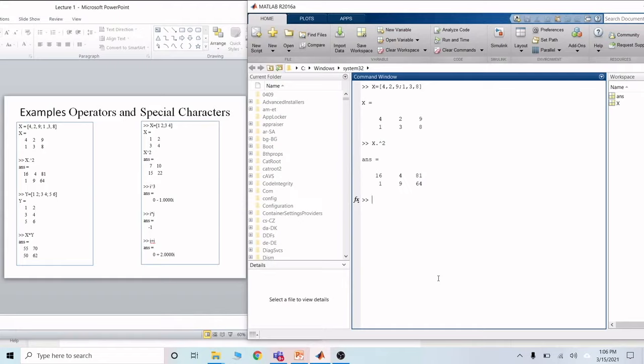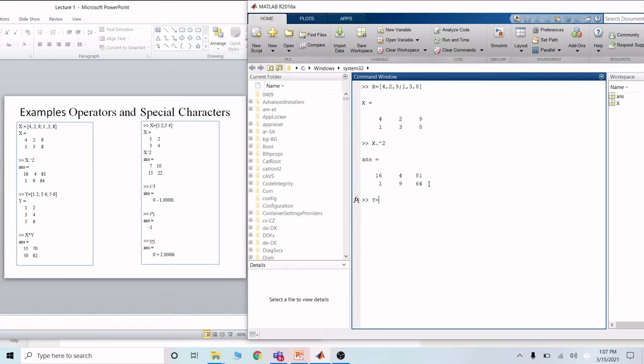How? First element 4, 4 squared is 16. Second element 2, 2 squared is 4. Third element 9, 9 squared is 81. Fourth 1, 1 squared is 1. 3 squared is 9. 8 squared is 64.